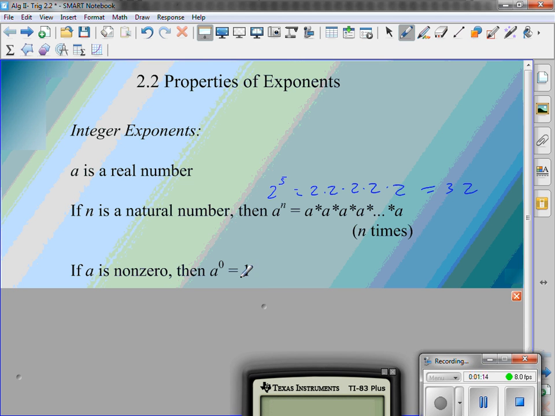Anything to the 0 power is automatically 1. It is not 0.